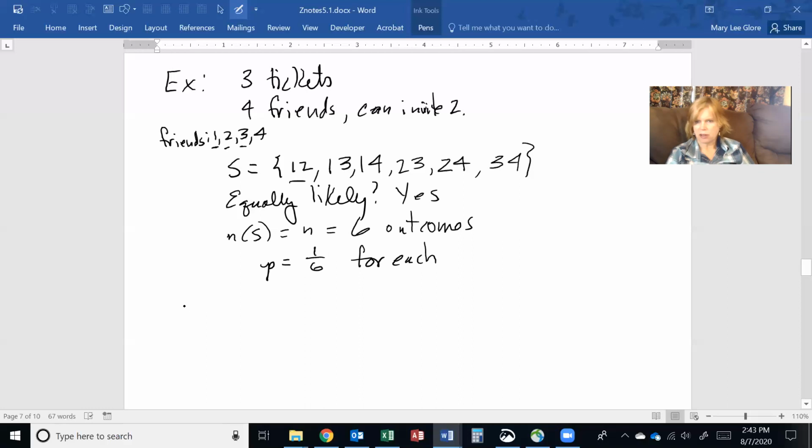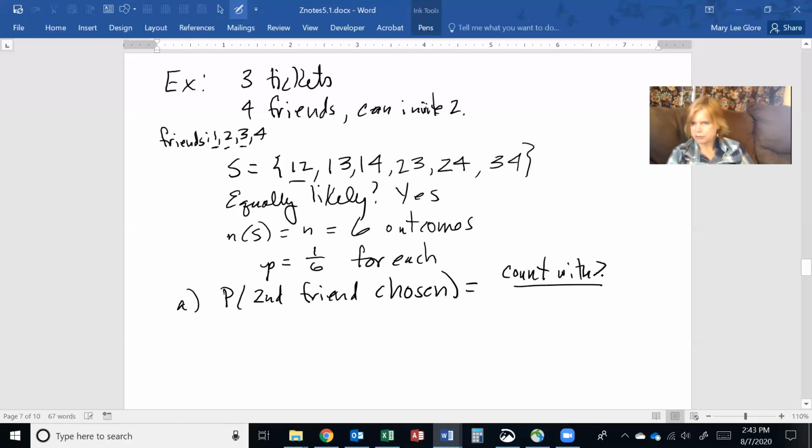All right, so what is the probability that my second friend is chosen? Using the classical method, since these are all equally likely, I'm going to count all events with my second friend, and then this is going to be over the total count. So here we've got 1, 2, 2, 3, 2, 4. So there's 3 of those, so that's 3 over 6, so that's 1/2, or 0.5.